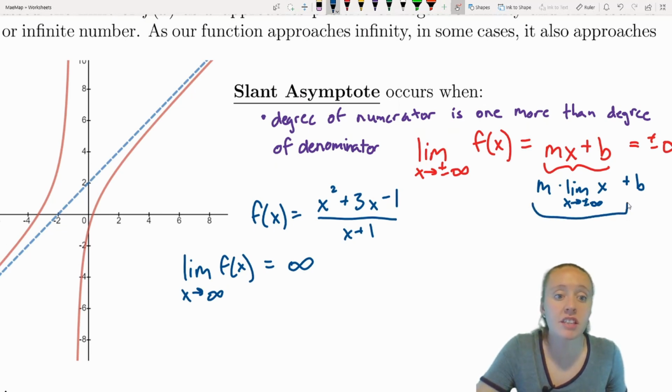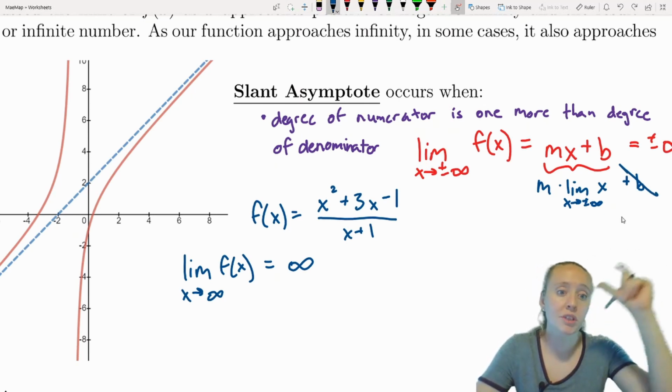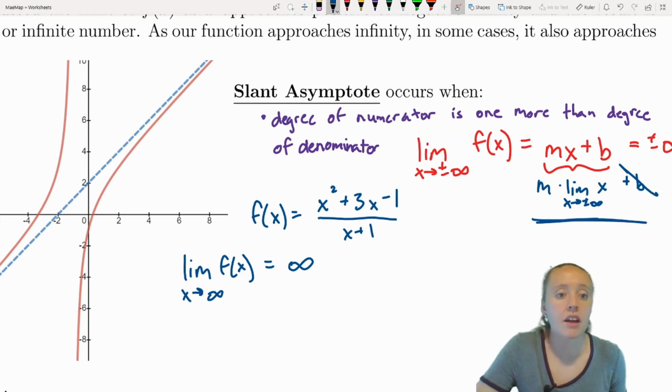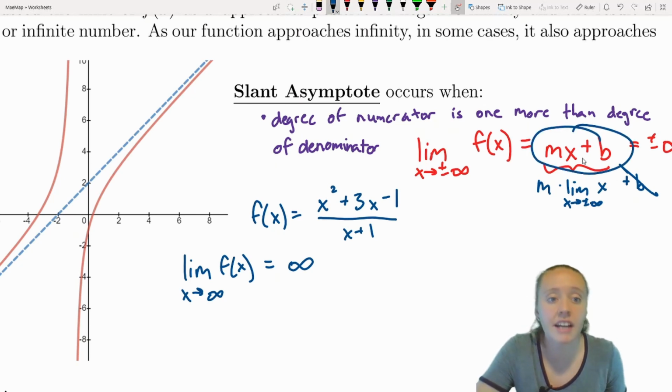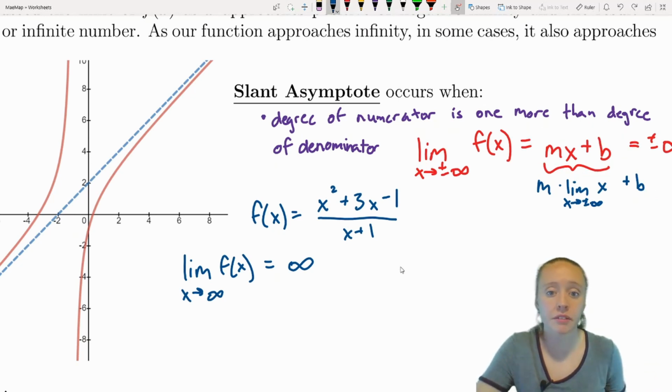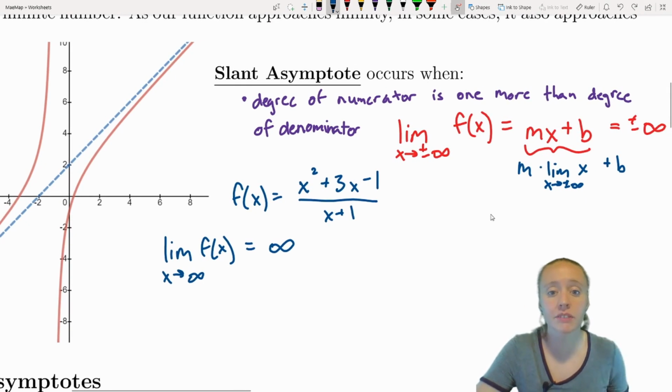We know that this is either going to go towards positive or negative infinity, depending on the sign of our slope, and this constant does not come into play in the long run or towards the tail of the function, but our overall limit is still going to equal positive or negative infinity. We're just trying to figure out what line it's following along. And how do you do that? Well, we're going to start with some polynomial long division.